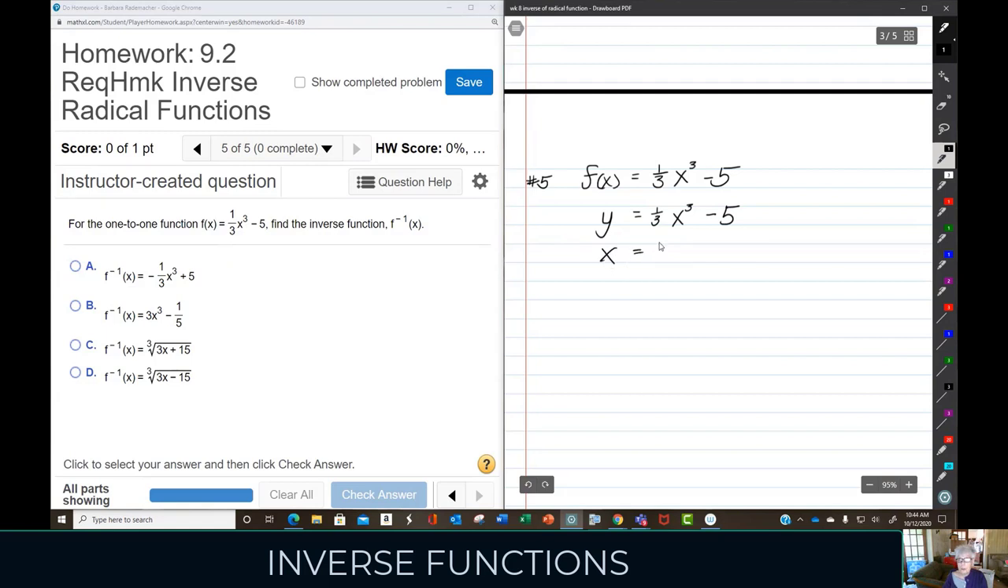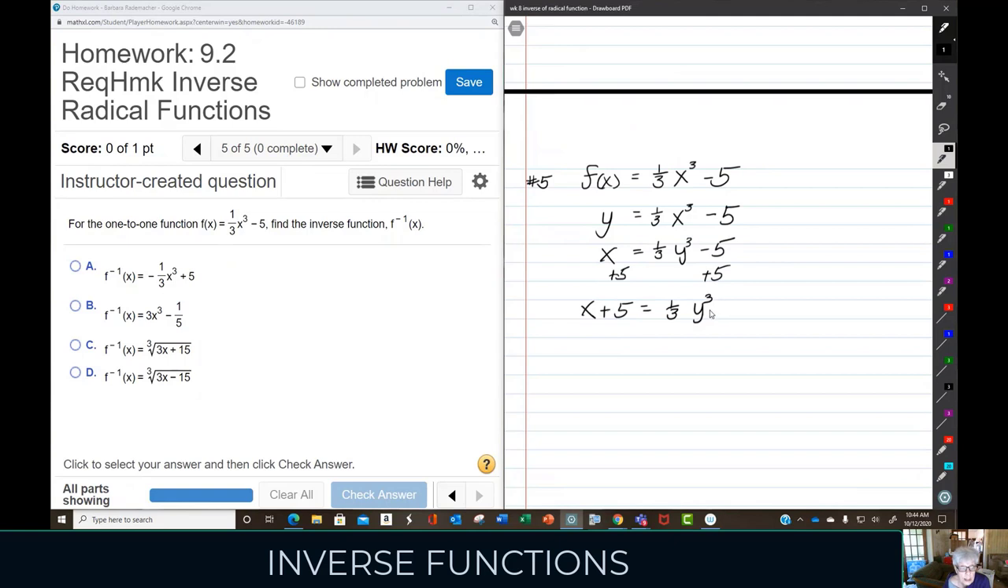X equals 1/3 y to the third power, minus 5. Oh, it's not that hard at all, except I left the 3 out. That would make it a little more difficult. Yes, it would. Okay, I'm going to add 5 to both sides, plus 5, plus 5, and I will get x plus 5 equals 1/3 times y to the third.